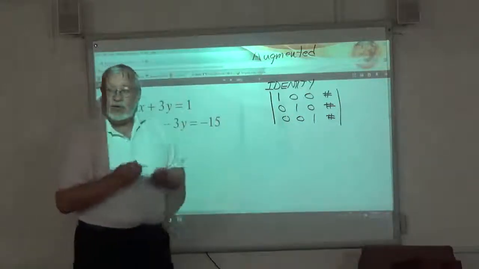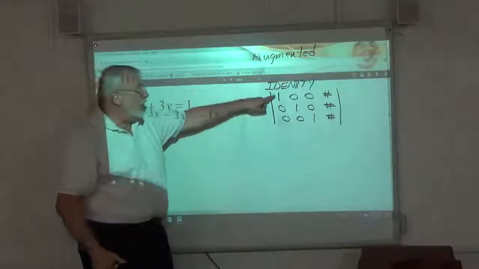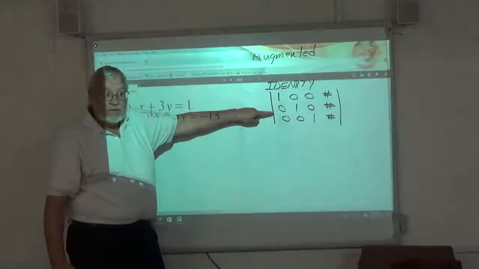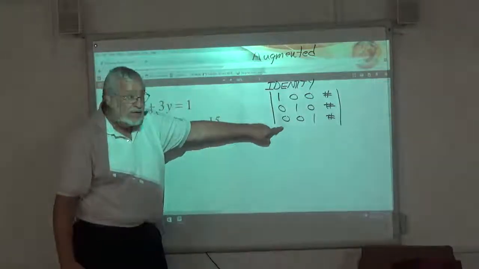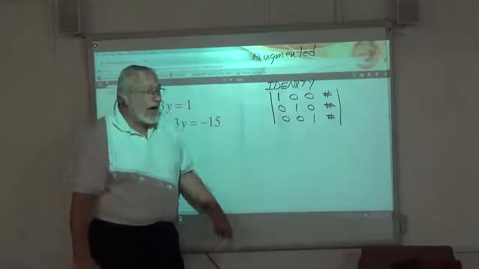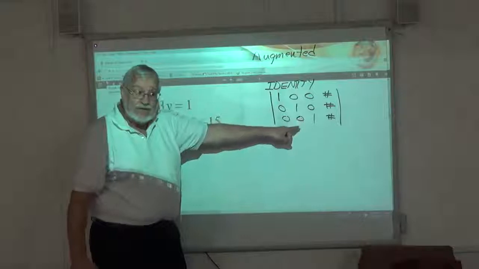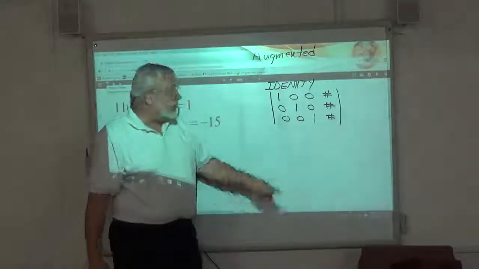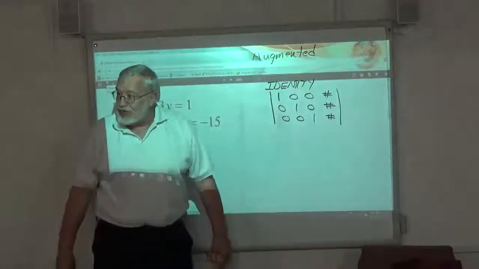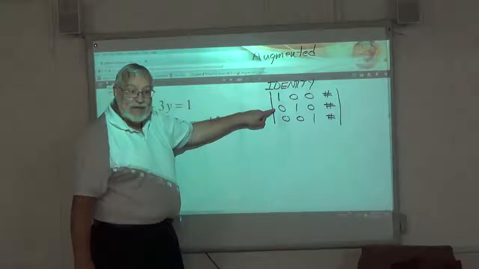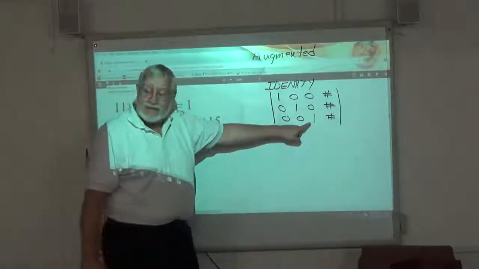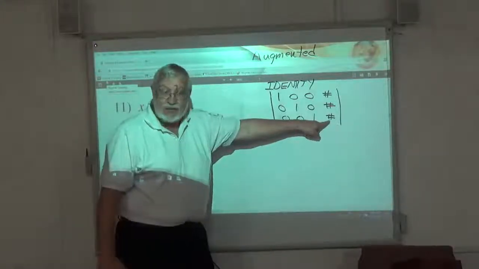Now, if we interpret this identity matrix, what's the first column? That is the coefficients of what variable? X is the answer. This is the x's. What's the second column? Y. The y's. What's the third column? The z's. The fourth column is the number. So this says 1x equals that number. Isn't that what we're trying to find out? What does the second row say? 1y equals that number. And the third row says 1z equals this number.